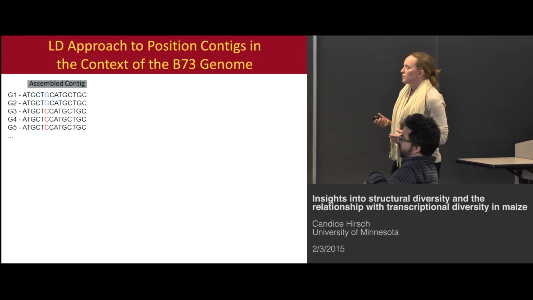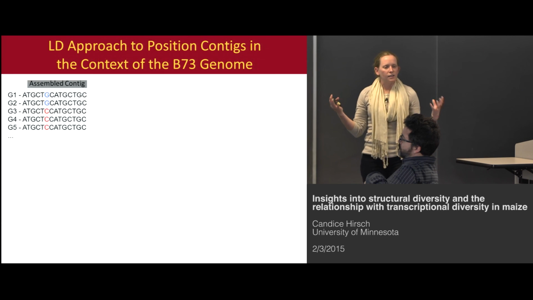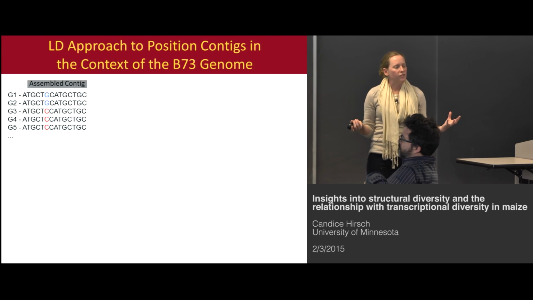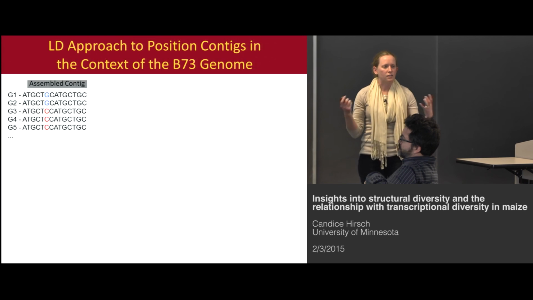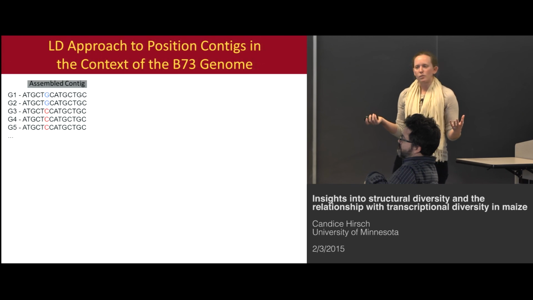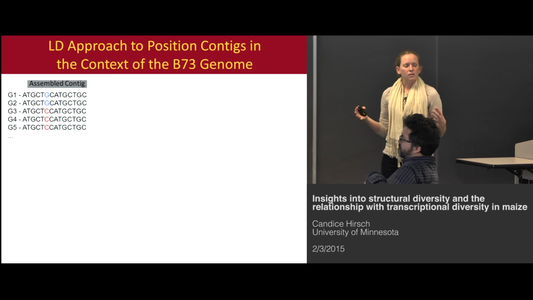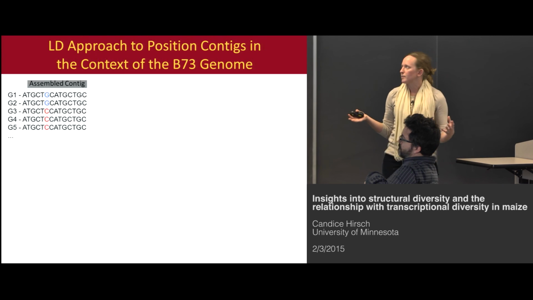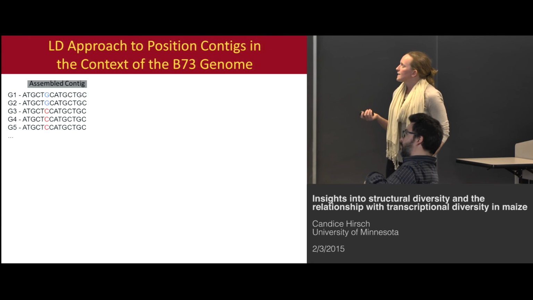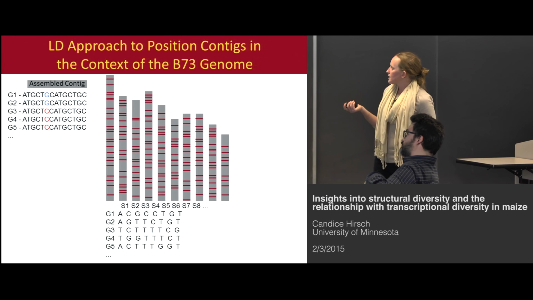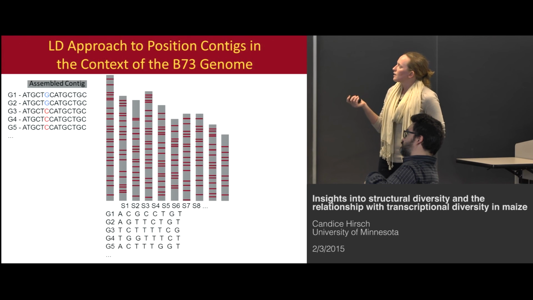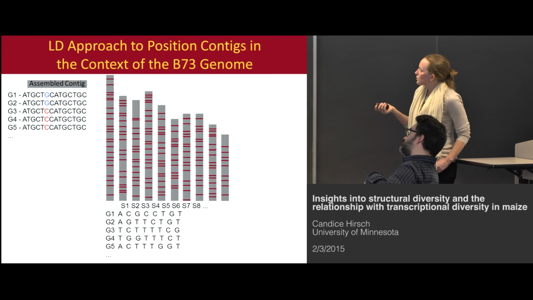Okay, so once we had all these contigs, that's great, but it's very useful to know where they are in the context of a reference genome. So we wanted to try and place these into the reference genome. To do that, we used an LD mapping approach, or linkage disequilibrium approach. We called SNPs based on aligning our reads from each of our genotypes back to our assembled contigs, and we also called SNPs in the reference genome.